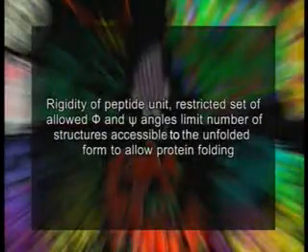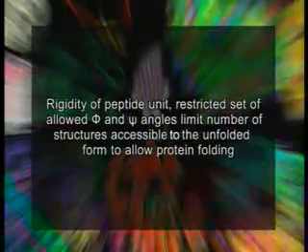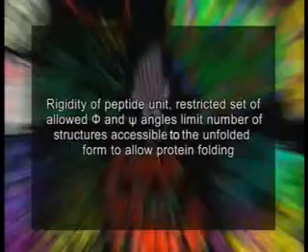Three-quarters of the possible phi and psi combinations are excluded simply by local steric clashes. Steric exclusion, the fact that two atoms cannot be in the same place at the same time, can be a powerful organizing principle. The rigidity of the peptide unit and the restricted set of allowed phi and psi angles limit the number of structures accessible to the unfolded form, sufficiently allowing protein folding to occur.